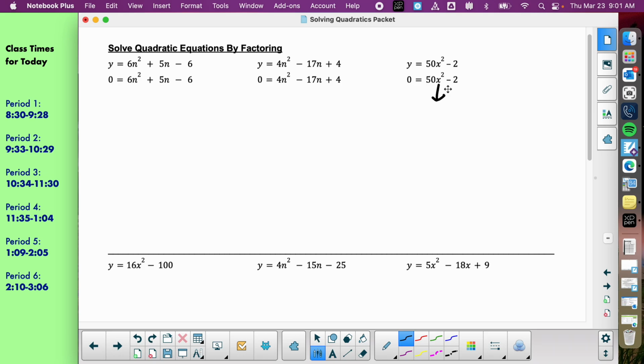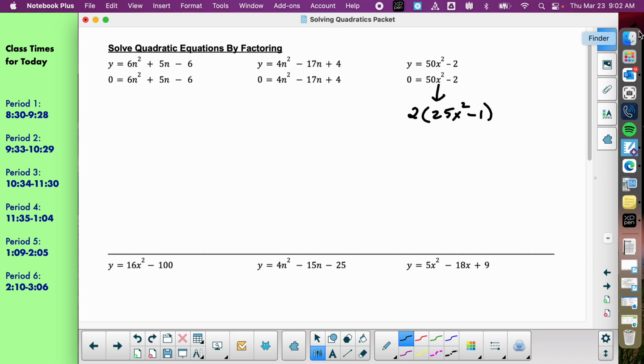Rather than roll somebody for this one, does anybody remember what to do when they have a number in common to start with? That was supposed to be the first thing we always look for: do they have any numbers going into them? Maybe we should roll then. Oh, yes, you're going to take that number out. So 50x squared minus 2, I'm going to write as 2 times 25x squared minus 1.